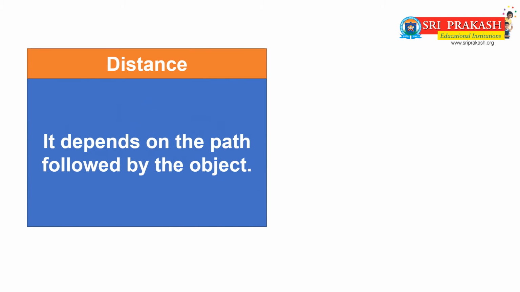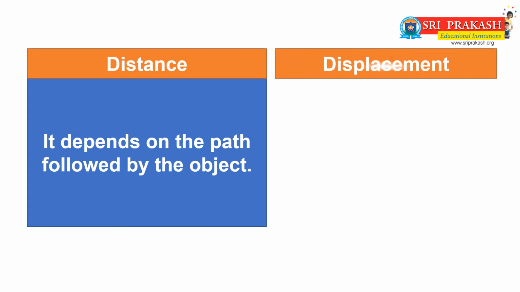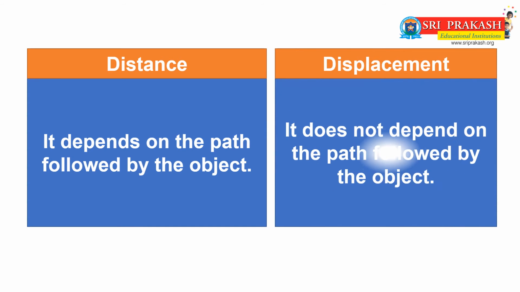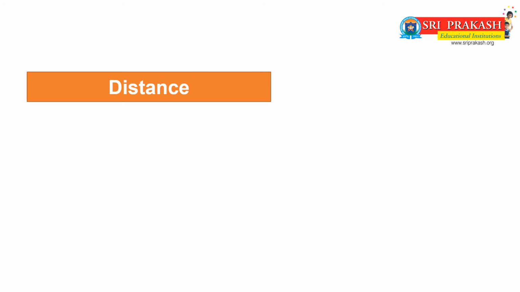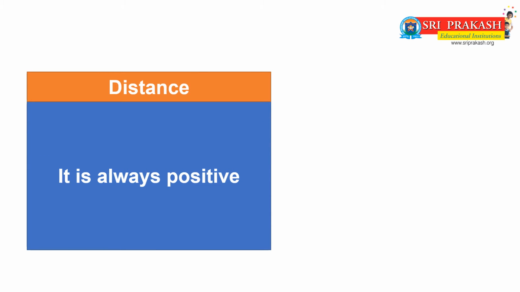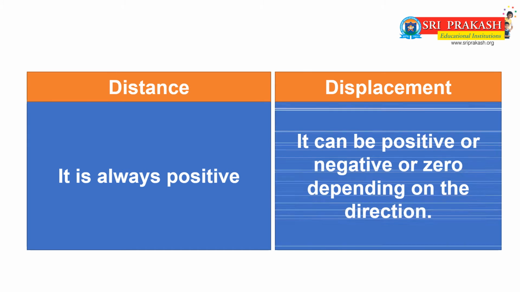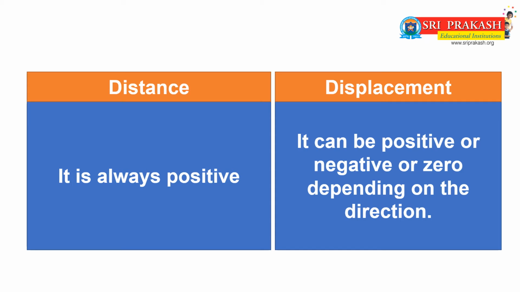Distance. It depends on the path followed by the object. Displacement. It is independent of the path. It just depends on the initial and final positions of the object. Distance. It is always positive because it is a scalar quantity and it has only magnitude. Displacement. It can be positive, negative or zero depending on the direction.